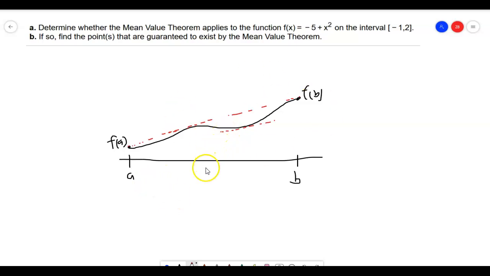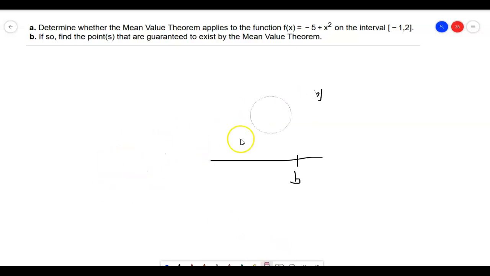And we can find that by using derivatives, because we can find the critical values and set those equal to the slope of these points here and find it that way. And we're going to go through that process here. All right. So let's erase this part here. That's kind of what we're trying to do. Back here. All right. So determine whether the mean value theorem applies.